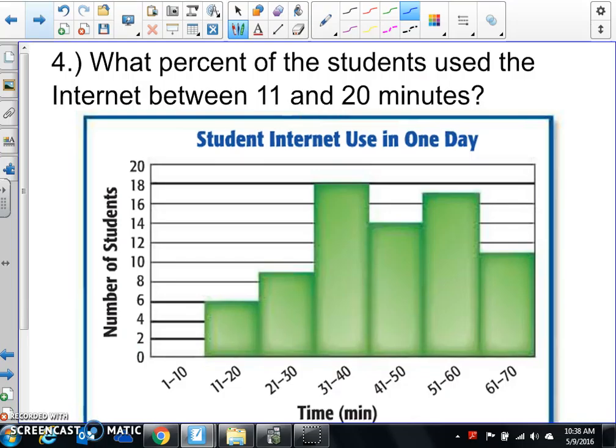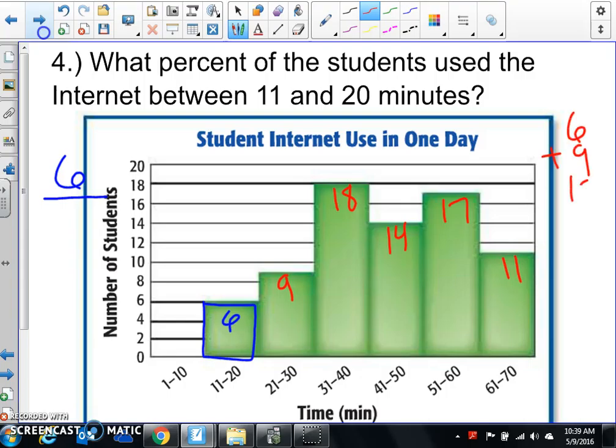What percent of the students used the internet between 11 and 20 minutes? So 11 and 20 minutes is here, and that is 6. Okay, so we have 6 people over. Now we need to figure out how many total there are. So this would be 9, 18, 14, 17, and 11. So let's find the total by adding up 6 plus 9, 18, 14, 17, and 11.